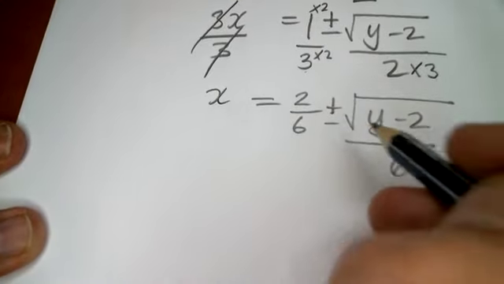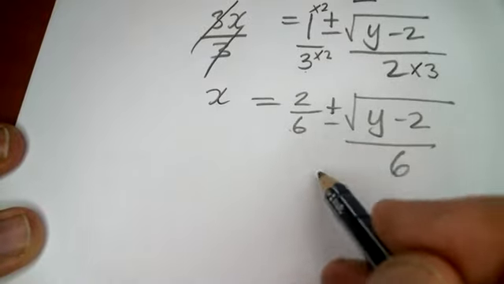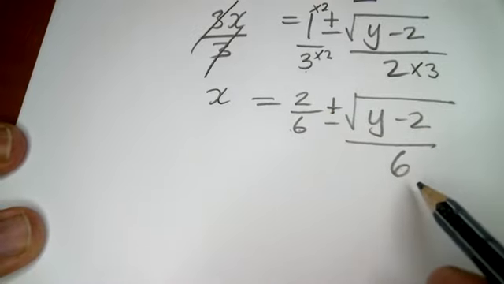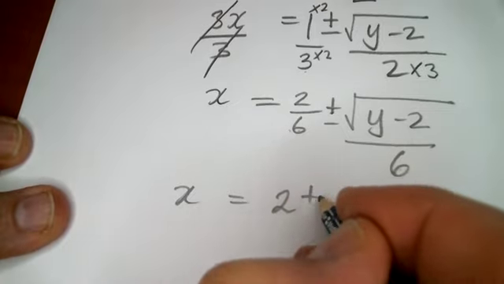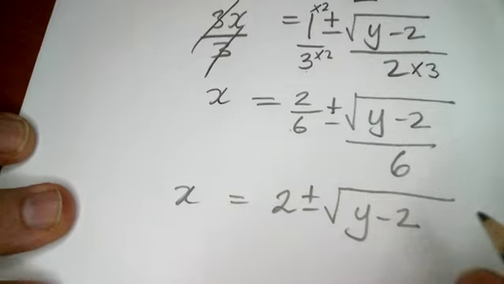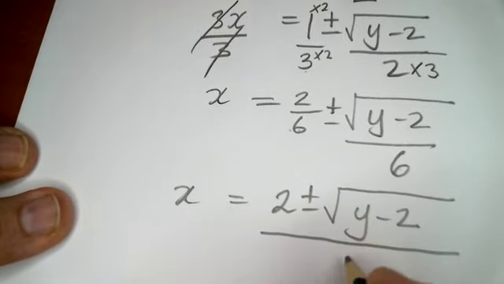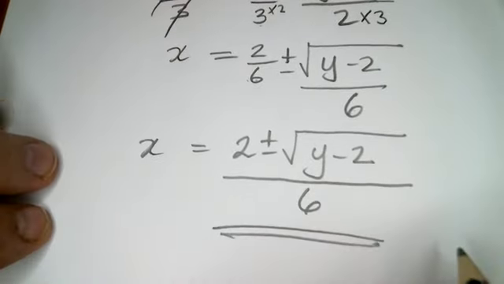Or I could notice that I've actually got the same denominator here. This looks like it's up to the top here, but it's really 2 sixths plus or minus the whole of this thing here. So I could instead write 2 plus or minus the square root of y minus 2, all over 6. So I can now get a common denominator, long vinculum, and I could just write 6 on the bottom, and there is my solution.